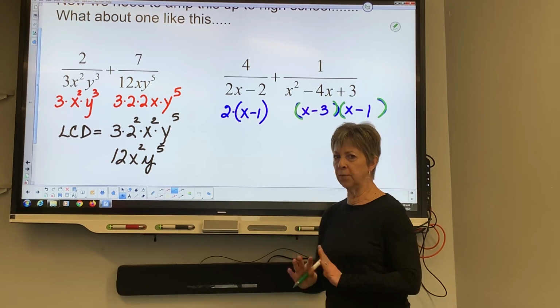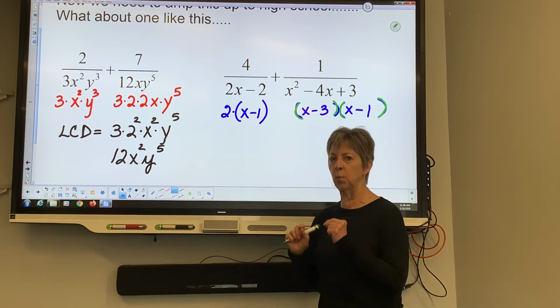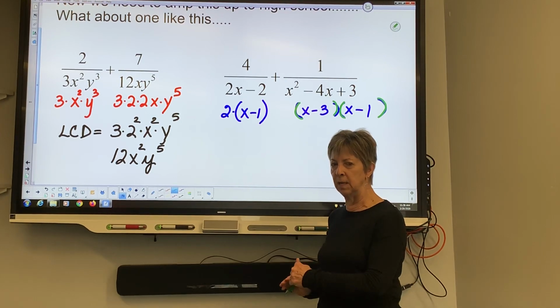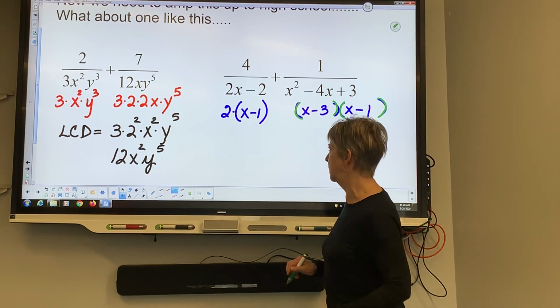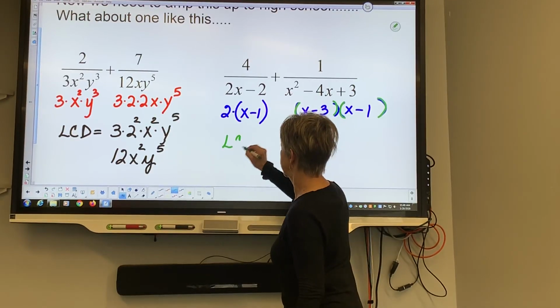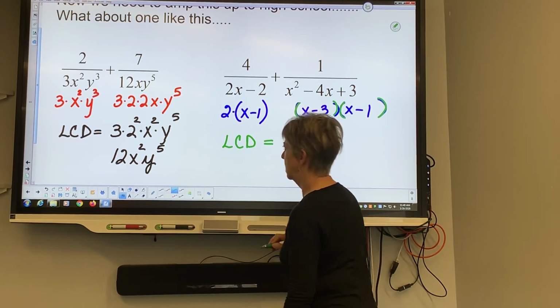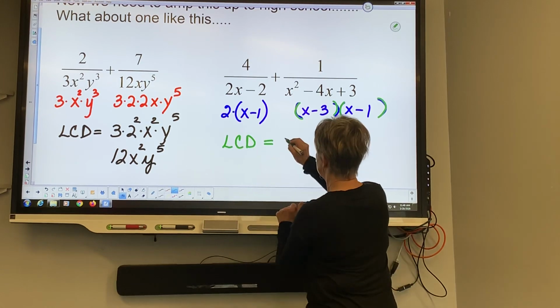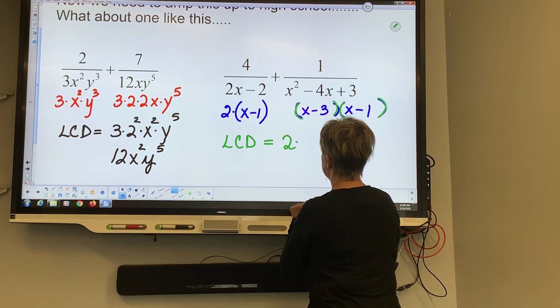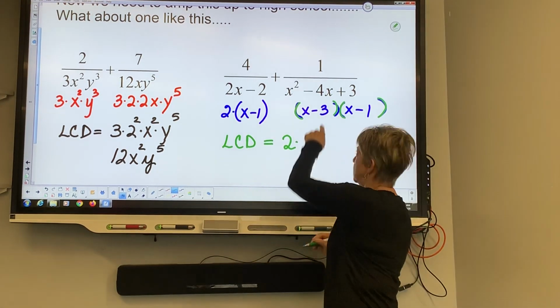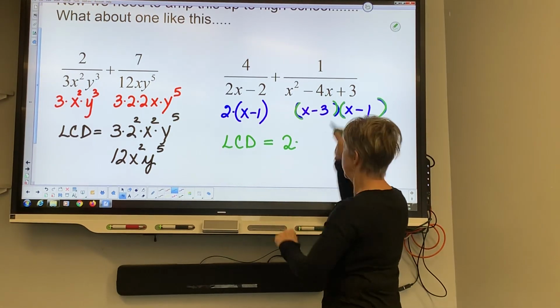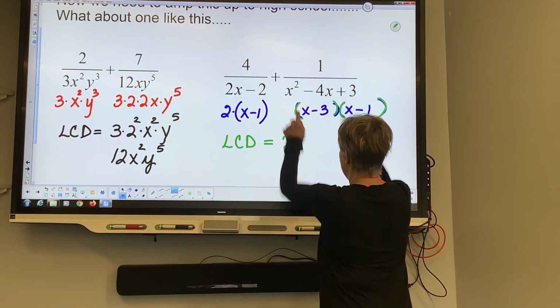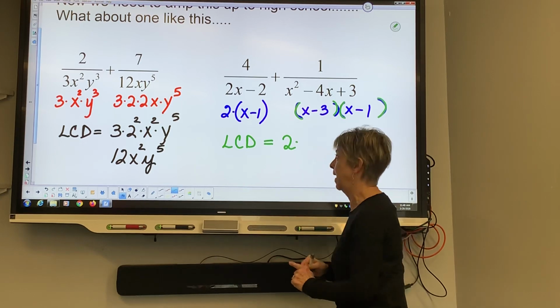So every different factor I see needs to appear in my LCD the most number of times it appears in any one denominator. So that tells me at least I see a 2. So I need a 2 in there. Now don't say, oh, well, don't you need a 3 because you see a 3 there? No, because 3 is not a factor. X minus 3 is the factor.